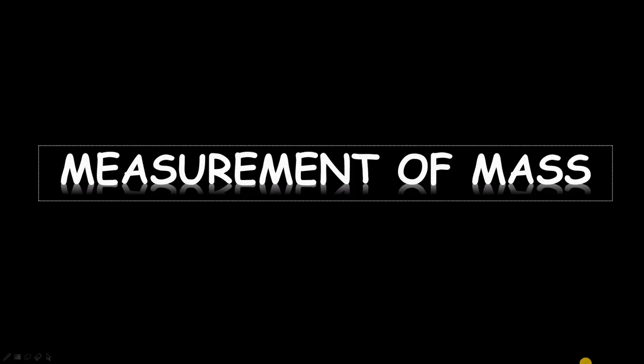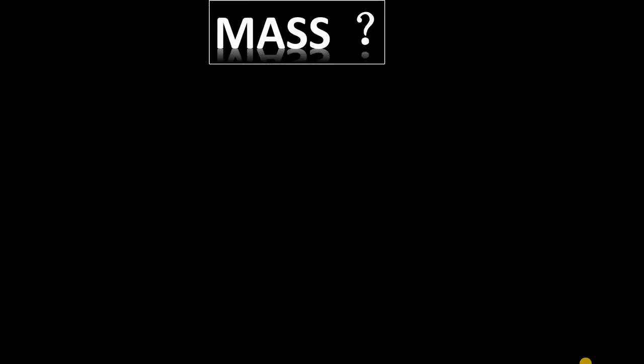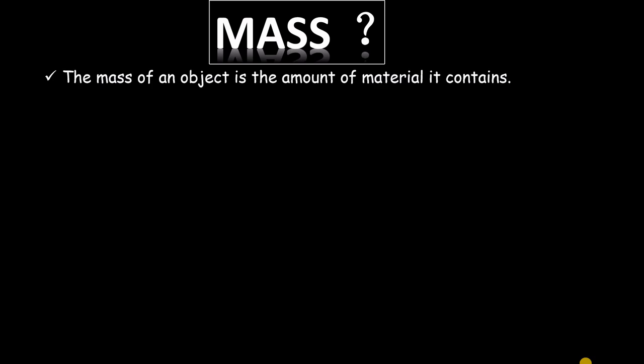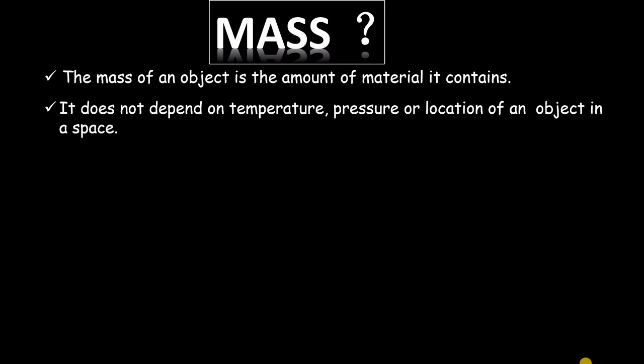In this video, I will be explaining the measurement of mass. Before going to the measurement of mass, we need to study what is mass. The mass of an object is the amount of material it contains. It does not depend on temperature, pressure, or location of an object in space. Mass is denoted by small letter m.